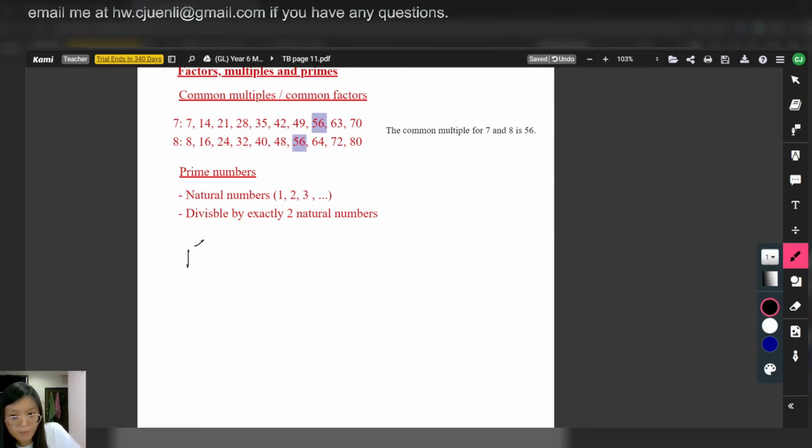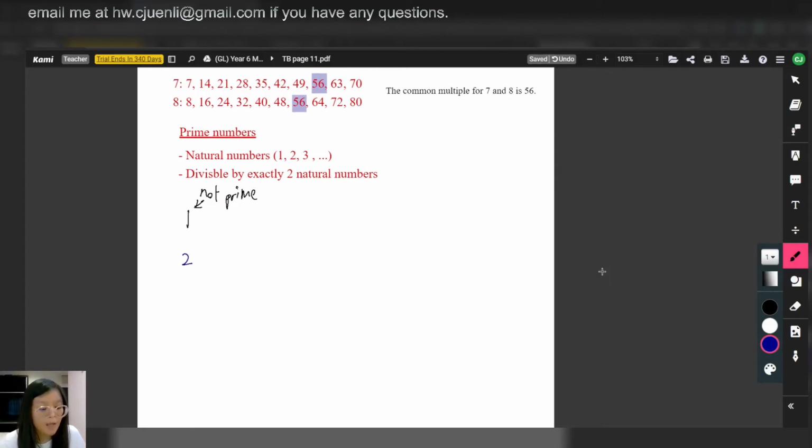1 is not a prime number because 1 times 1 is already 1. Get it? 1 times 1 is already 1. There's no 2 natural numbers in it, so it's not prime. Whereas, let us look at this next one, which is 2. Now, 2 is a prime number. Why? Because 1 times 2, you get 2. So you have 2 natural numbers here, so this is a prime number. It goes on and on and on.